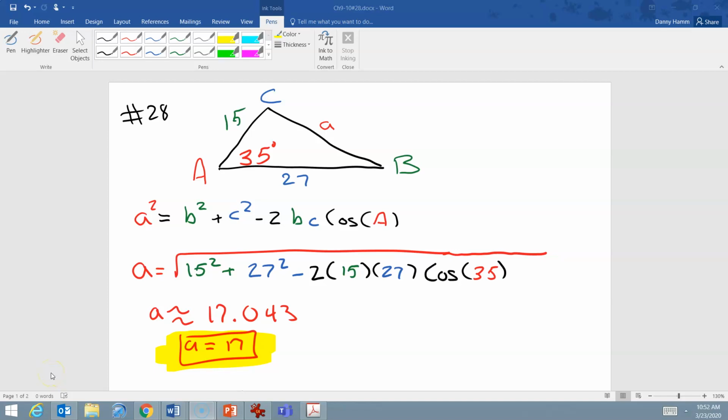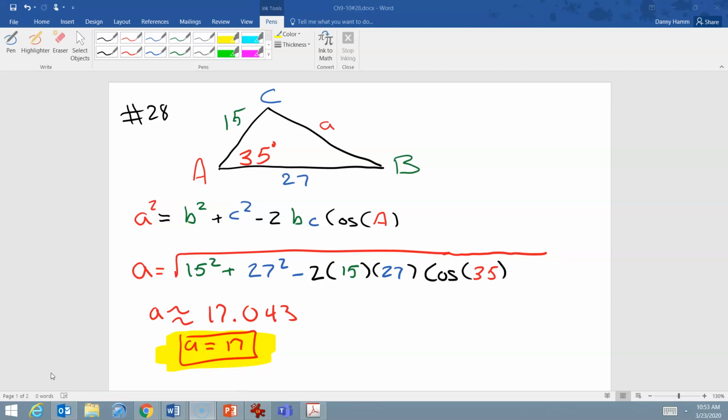Hello! Looking at number 28 from the Chapter 9, Chapter 10 test, we are looking at the law of cosines. So the given information is a triangle, and we know that angle A is 35 degrees. Its opposite side, A, we do not know, and that'll be the first thing we're finding. And we are not given angle B. We'll be finding that in the second part. But its opposite side, little b, is 15. And angle C is still a mystery, but its opposite side is 27.